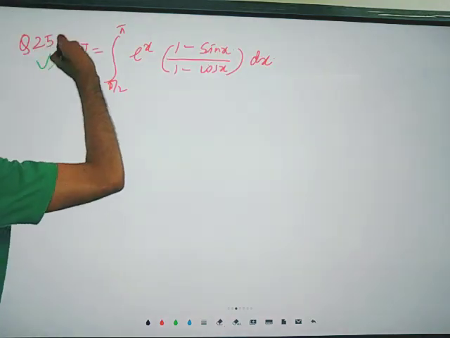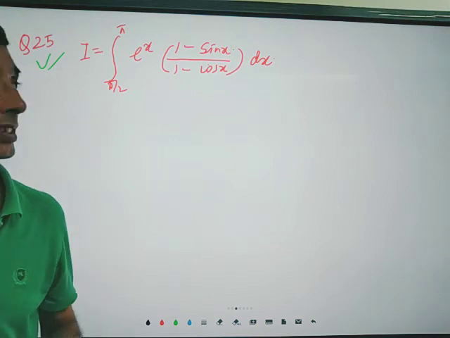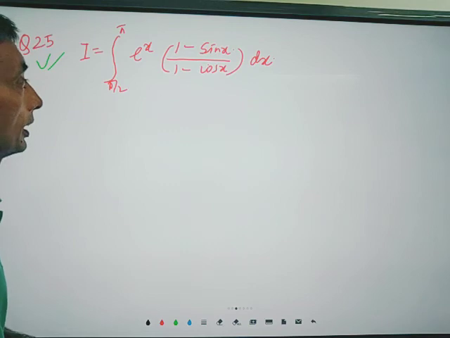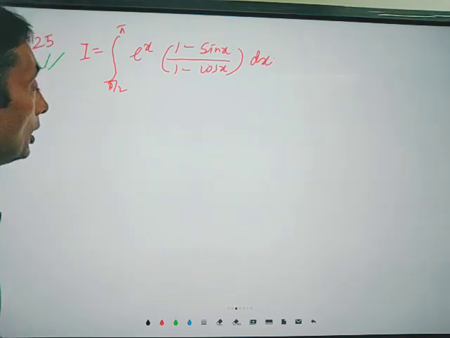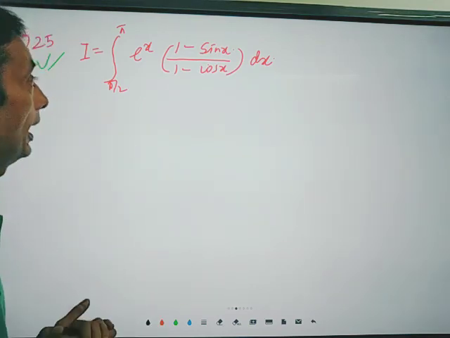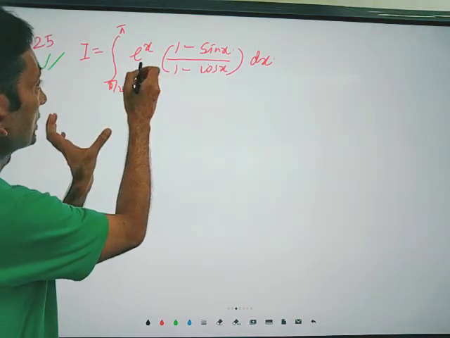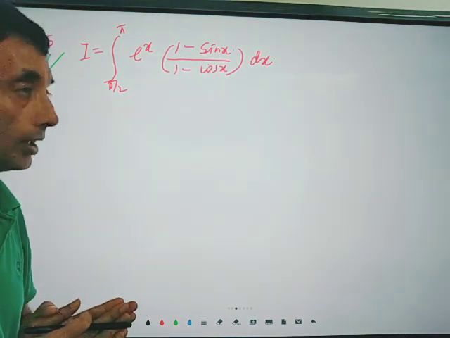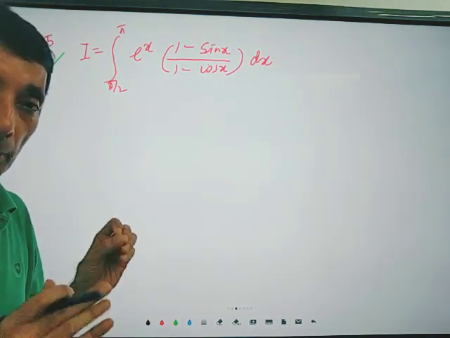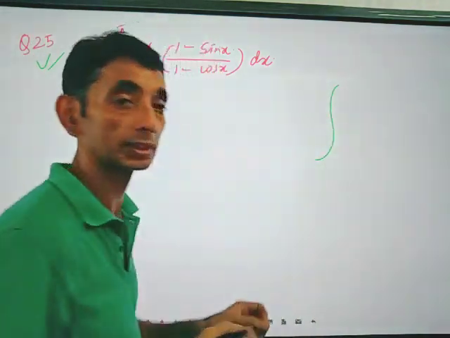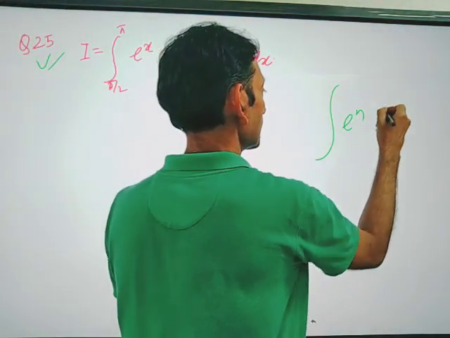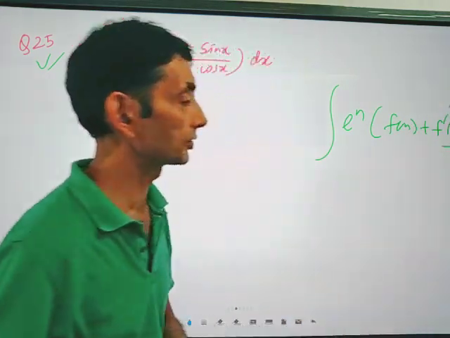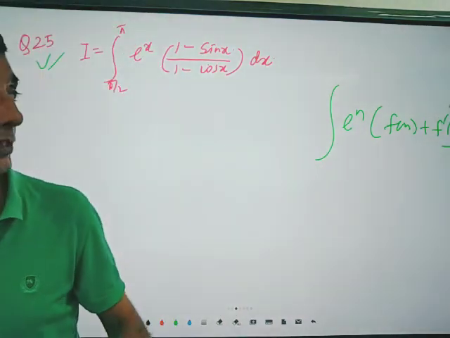This is question 25. From this question onwards, in the miscellaneous exercise, the questions start for definite integrals. So how to solve these questions? If you observe this particular function, e to the power x and 1 minus sin x by 1 minus cos x, an important standard integral form should come to your mind, that is e to the power x into f x plus f dash x. This form, integration of e to the power x into f x plus f dash x.